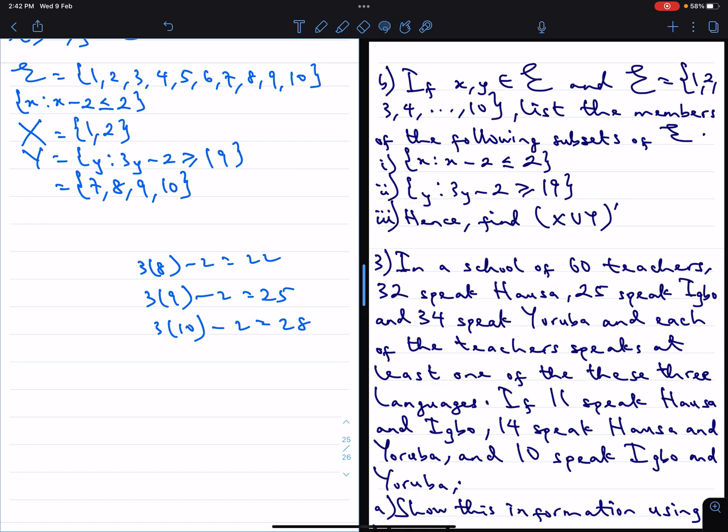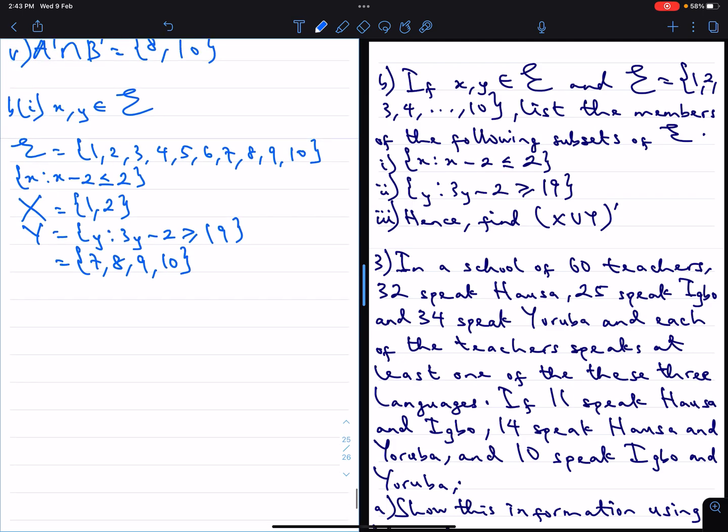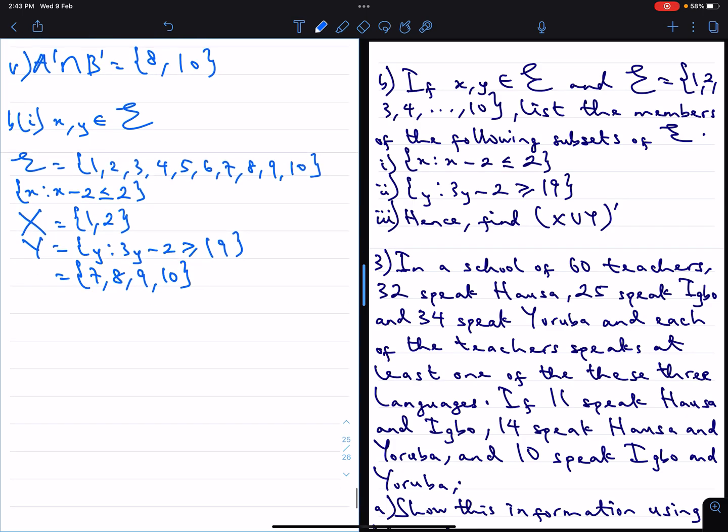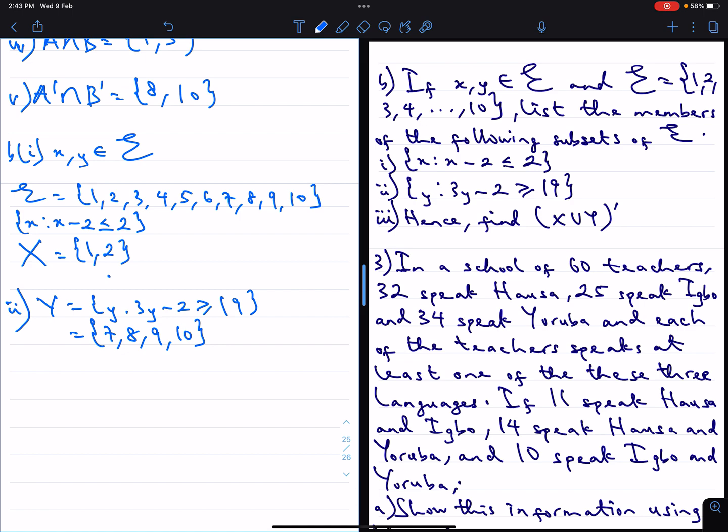So the elements of the set Y are 7, 8, 9, 10. Now the question is, list the members of the following sets, subsets of E. So we have listed the members of the sets X and Y. I've even answered 2 questions together. The first one is listing the members of the set X, and the second is listing the members of the set Y. So this is here, I already did that.